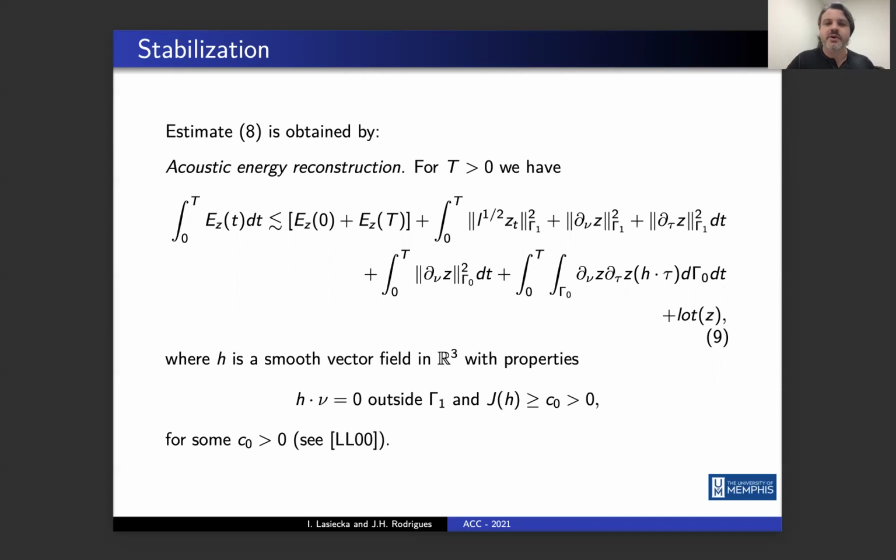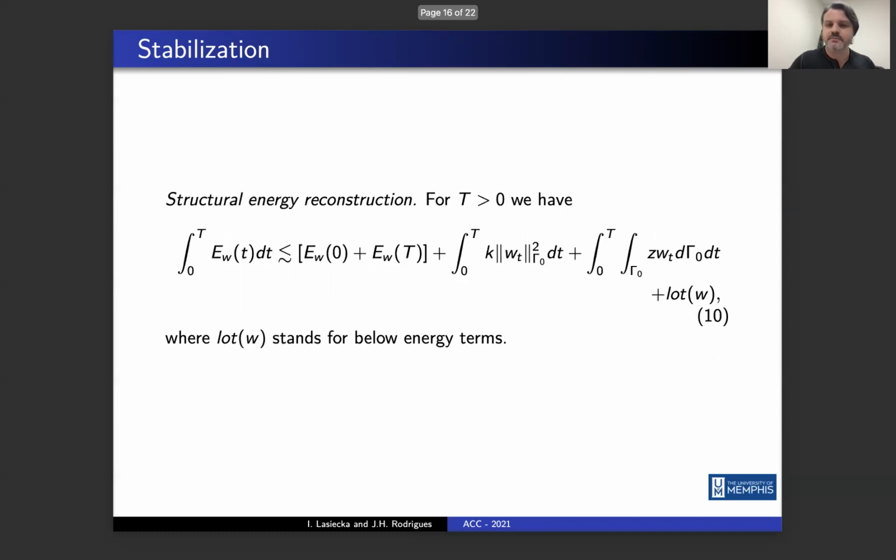We notice here the presence of a smooth vector field H, which has the property that its product with the outward unit normal vector vanishes outside the damped region gamma 1. More details on this vector field can be found in the work of Lasiecka and Lebiecki from 2000. The reconstruction of the energy for the plate equation is given by inequality number 10.